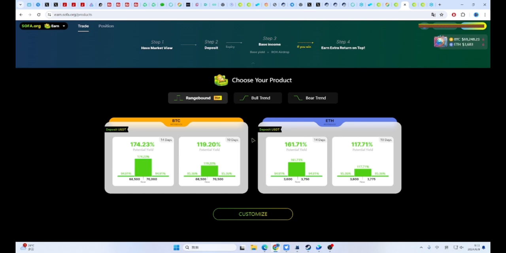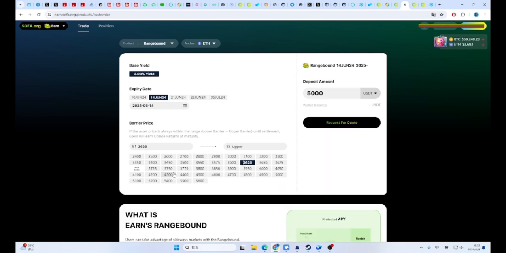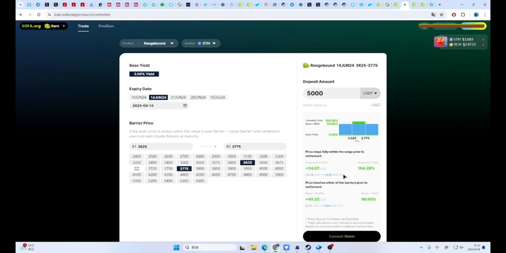I'll choose Ethereum and place a bet on Earn instead of Surge. For instance, I believe Ethereum will stay within this range by the 14th, so I'll place a 5,000 USDT bet. Since today is the 9th, I don't think Ethereum will break out of this range or drop significantly. In fact, I'll choose a conservative range of 3,625 to 3,775 instead. But as you can see, the amount of RCH earned is not significantly affected by this range.